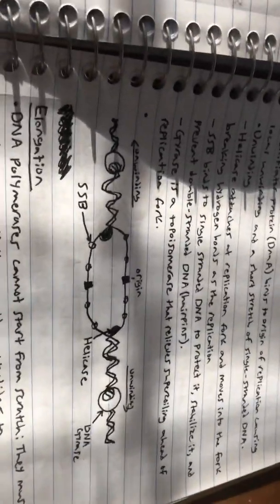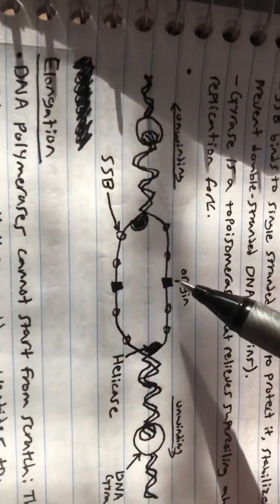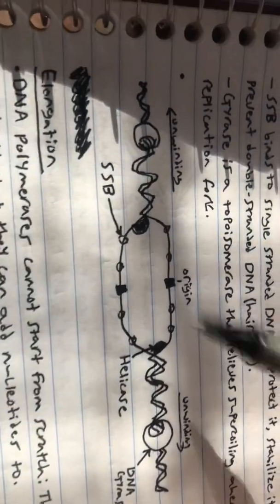Hi, today I'm going to describe a prokaryotic replication fork. So the first thing I'm going to show you is right here. This is the origin of replication. This is where replication starts along the DNA segment. So there's a few chemicals here I'm going to show you.